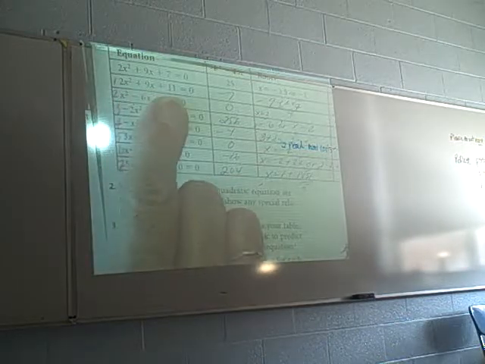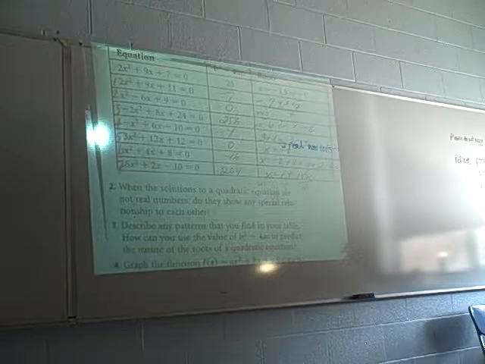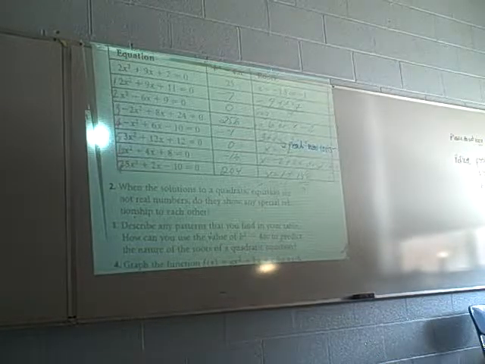Let's try the next one. So you're going to go back to y equals, and this one is 2x squared plus 9x plus 11.